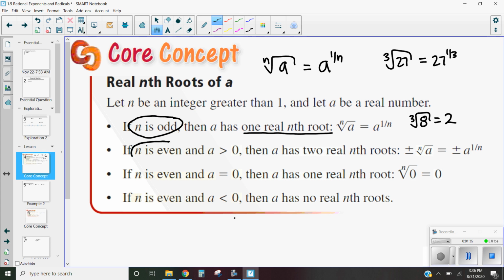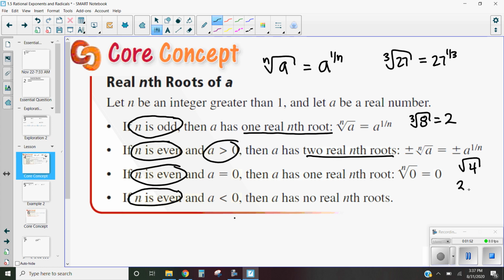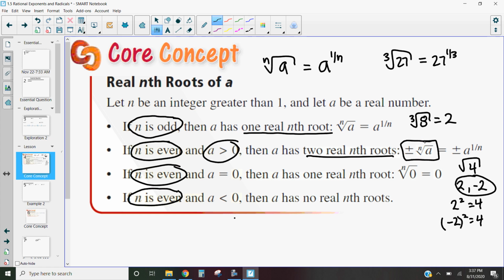Now if n is even, we have 3 options of what's going to happen depending on what a is. So if a is a positive number, so the number underneath, we have 2 real solutions, the positive and negative version of that solution. So think about it this way. The square root of 4, well, the square root of 4 is going to be 2, right? It can also be -2. The reason why it can be both is, think of this, 2 squared equals 4, and -2 squared also equals 4. So we're going to have 2 solutions here, the positive and negative version of whatever that is.